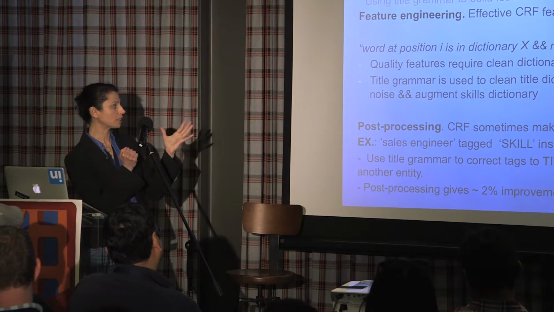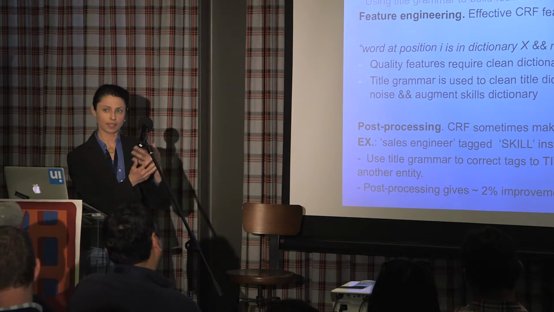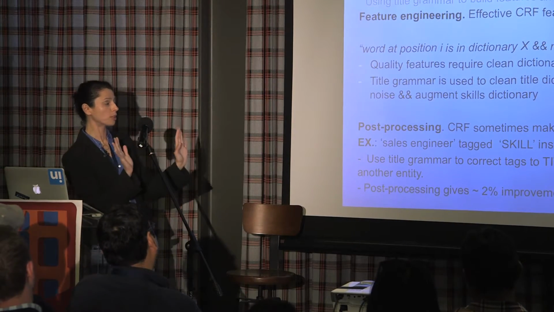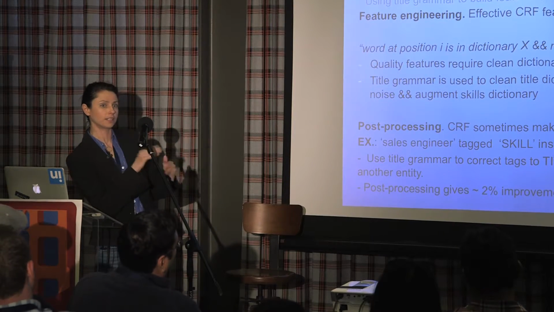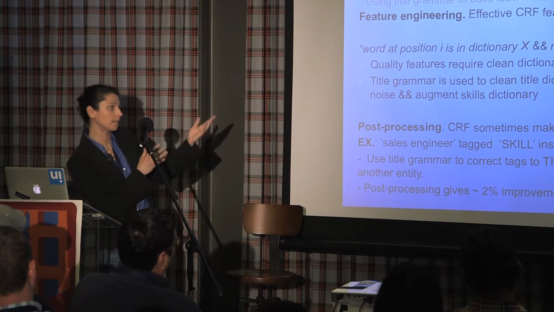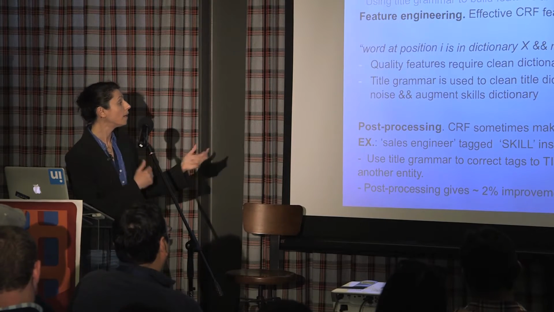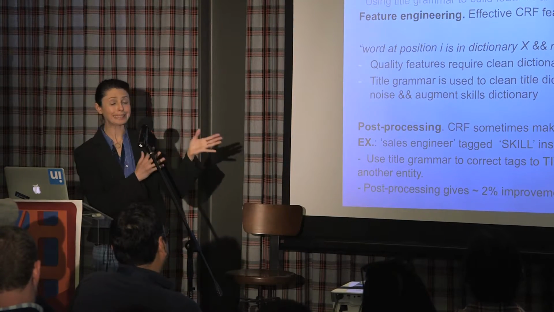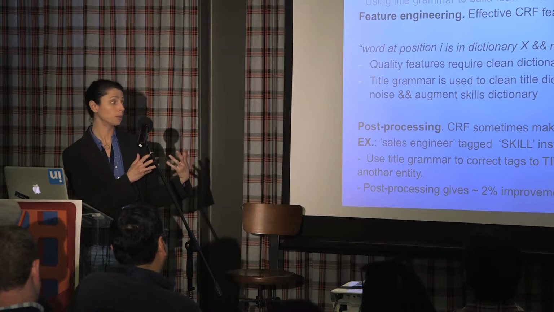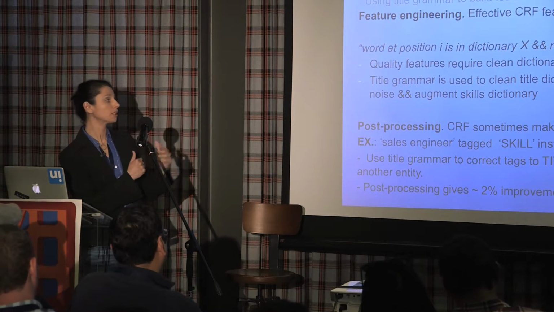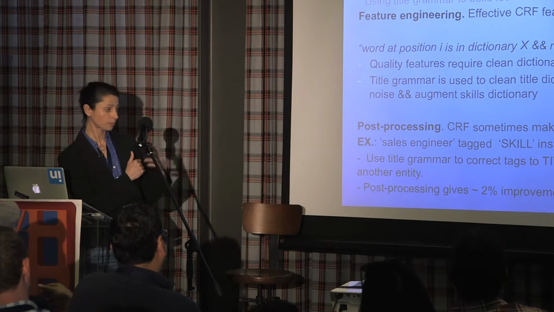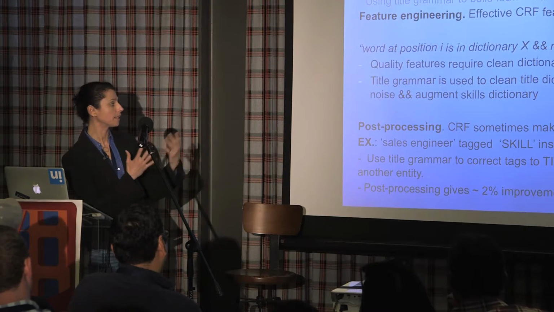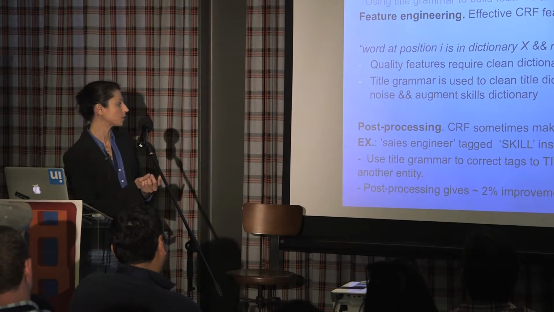Unfortunately, if you have features like this and your dictionaries are all noisy and you have skills and titles all mixed up together with companies and locations, then you're pretty much hosed, because then you will learn nothing. This feature that would have been really awesome is actually going to turn out to be of no consequence at all. So the title grammar that was developed was also used to clean title dictionaries, which initially were really noisy, by removing a bunch of noise from it, as well as skills dictionaries to augment them and to remove titles from skills and skills from titles, thus improving the quality of the features.